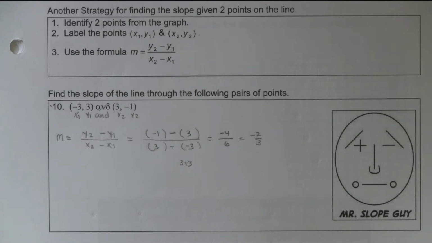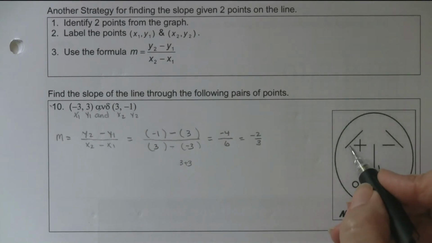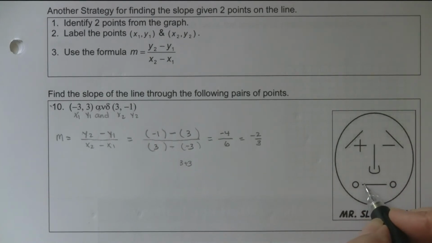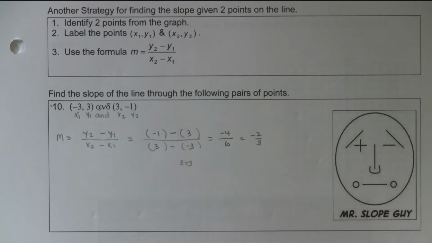I can't remember what I was going to say. I don't know. And then this is Mr. Slope Guy. Somebody on the internet did it. I think it's kind of cute. It has positive slope. It has negative slope. It has slope undefined, right? U for undefined. And slope 0. And so, I don't know. Kind of funny.